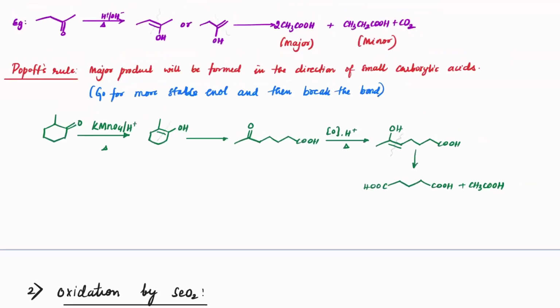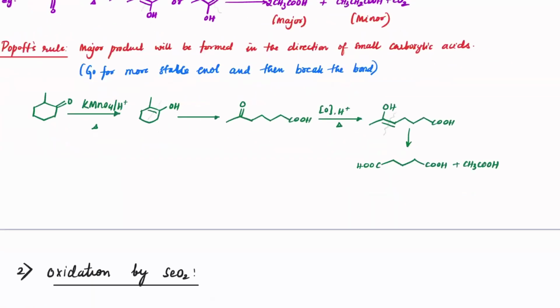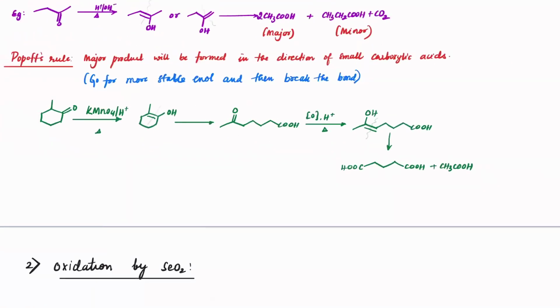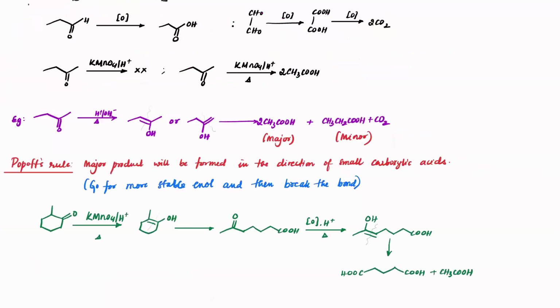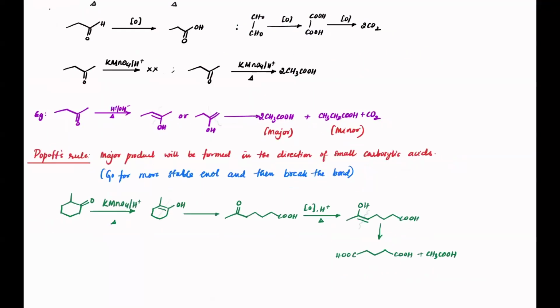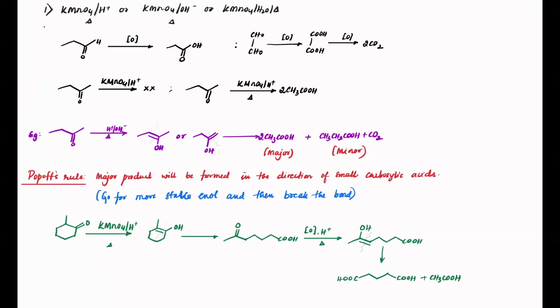Okay, so you keep on doing it till you get the smallest carboxylic acids possible. So I hope the KMnO4 cases are clear, everybody. Please look into it.